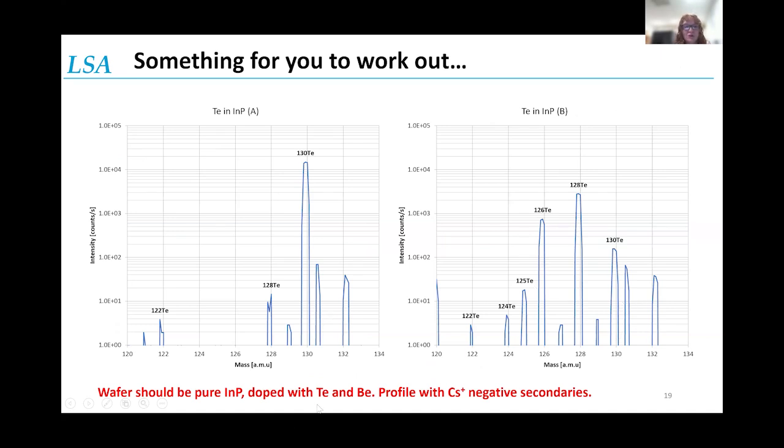Just a little question for you to have a think about. In both implants, we got a peak at 130.5 AMU. So this wafer should be pure indium phosphide doped with tellurium and beryllium, and the profile was done with cesium negatives. See if you can work out what peak is present at 130.5.